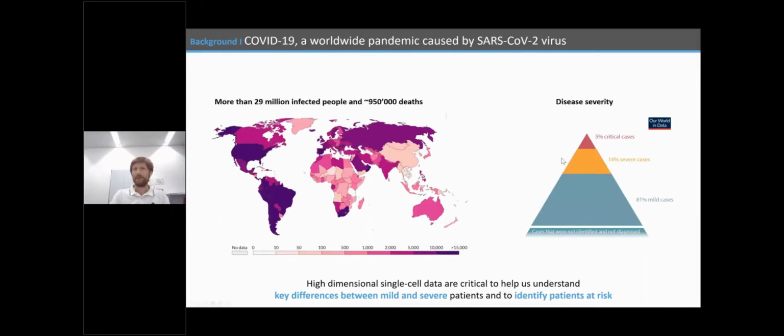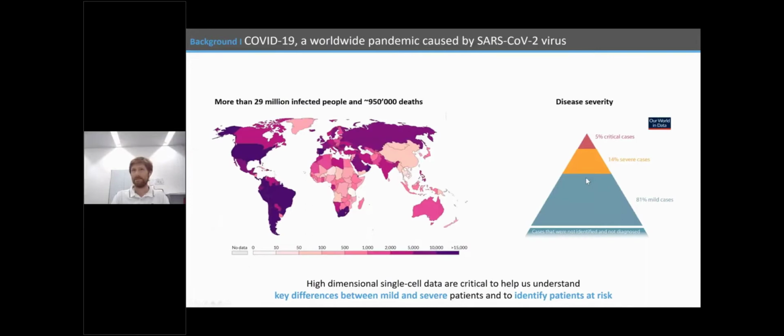In COVID-19, patients can be asymptomatic. Many have only mild symptoms, but some of them show severe symptoms, and about 5% are ultimately critical cases. And overall, we have a fairly high mortality in this disease, which is estimated to be between 0.5 to 1% of all cases.